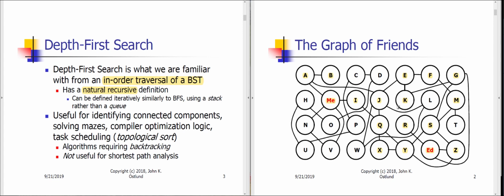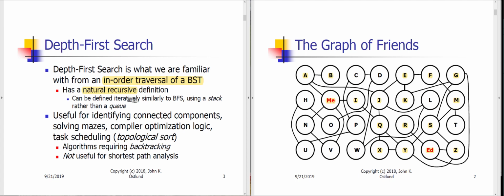Eventually, this search algorithm will visit every node in the connected component that includes me, but it's doing downward depth-first searches rather than outward breadth-first searches in order to accomplish this.